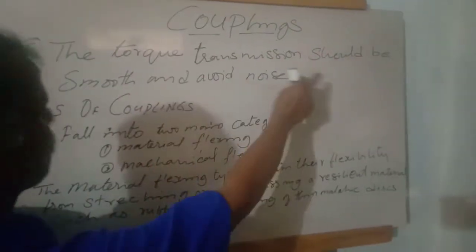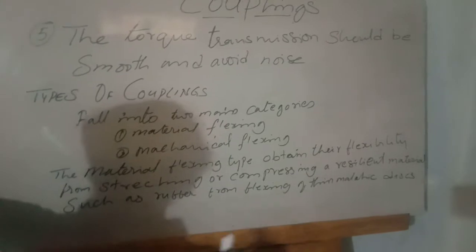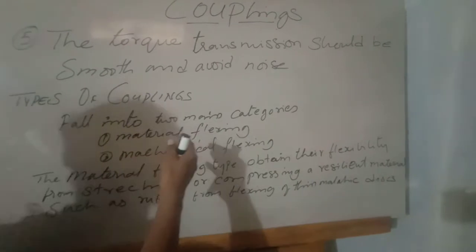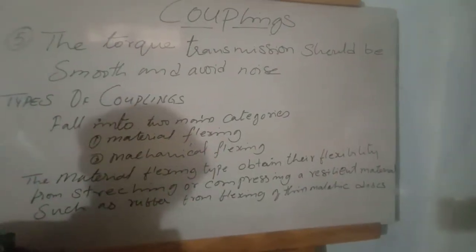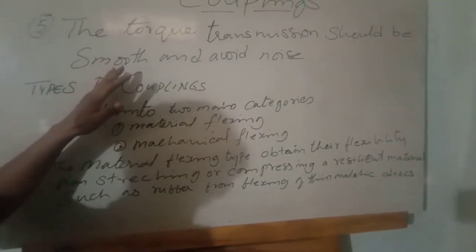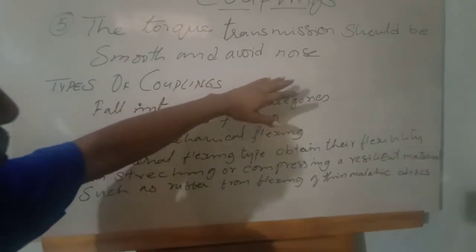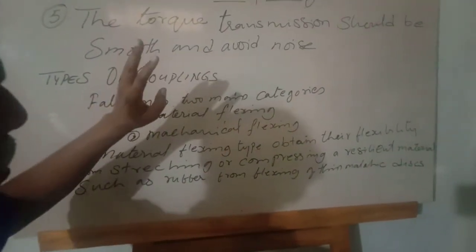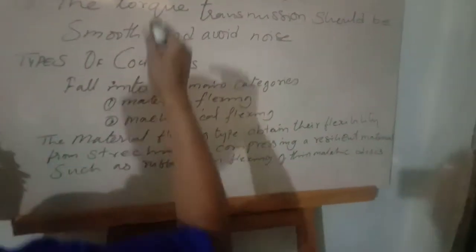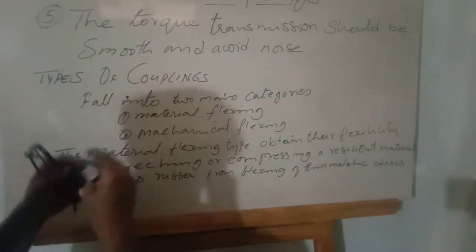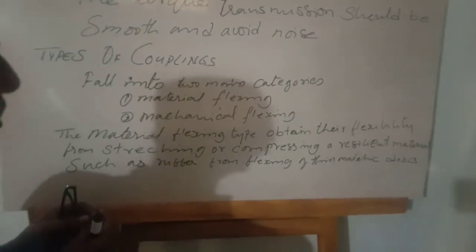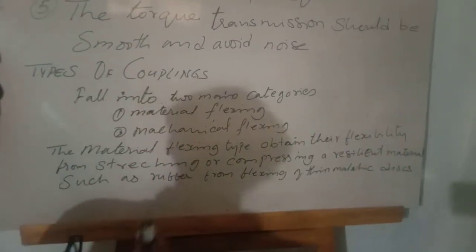The torque transmission should be smooth and avoid noise. When these two shaft ends are assembled with different types of couplings and the shaft is running, it should not produce noise. It should run smoothly. When smooth running is not there, it means the coupling elements are not fixed properly, or some nuts and bolts are loose. To avoid noise between these, use some rubber packing materials also.